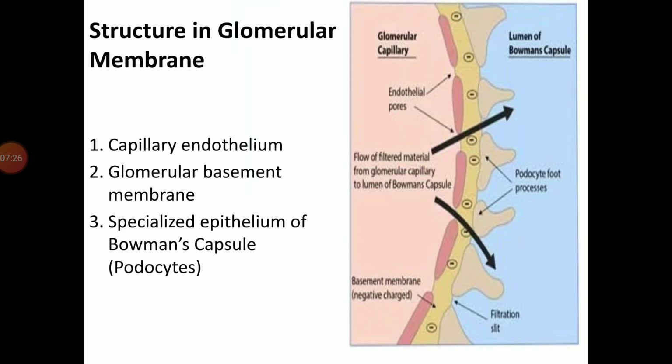So the structure of the glomerular membrane can be divided into the capillary endothelium, the glomerular basement membrane, and the specialized epithelium of the Bowman's capsule, which we call the podocytes. So these are the three layers through which the blood has to pass so that the filtration can occur.